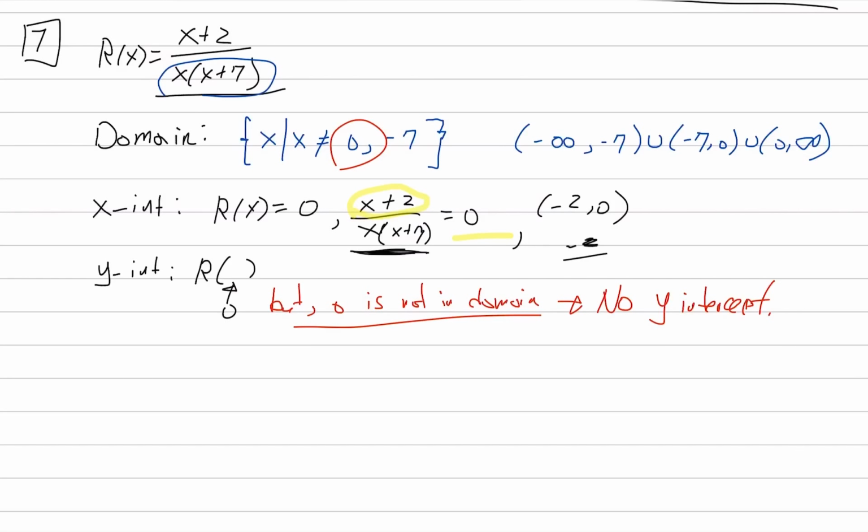Now, the next part says determine the behavior of the graph of R at any x-intercept. Select the correct choice below, and if necessary, fill in the answer boxes to complete your choice. So here we have to remember what we learned before from polynomial graphing. Again, remember the rational function is just a polynomial over another polynomial function.